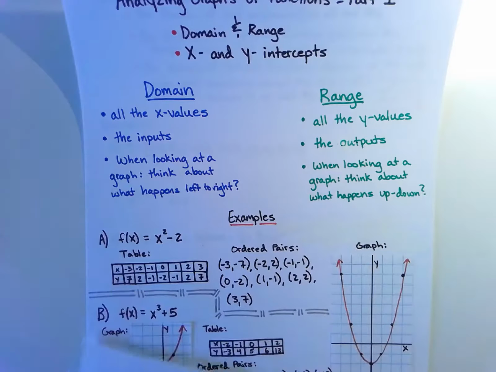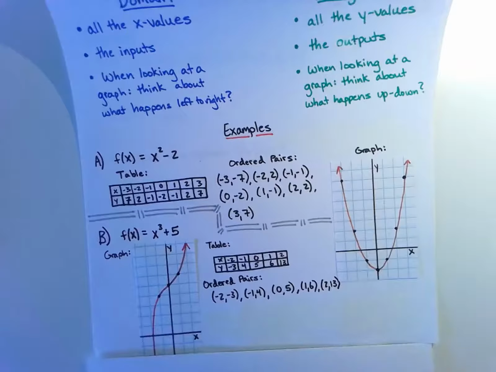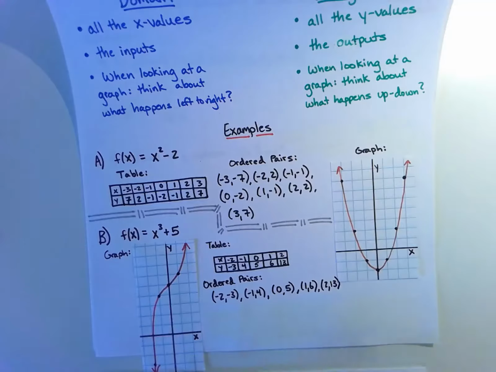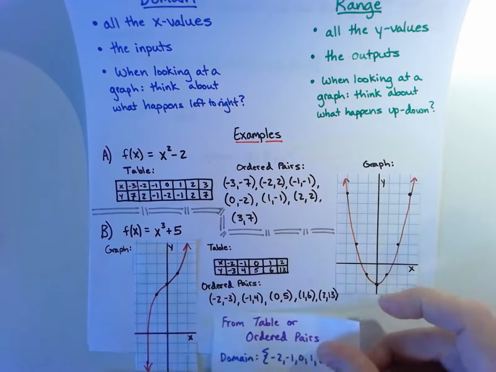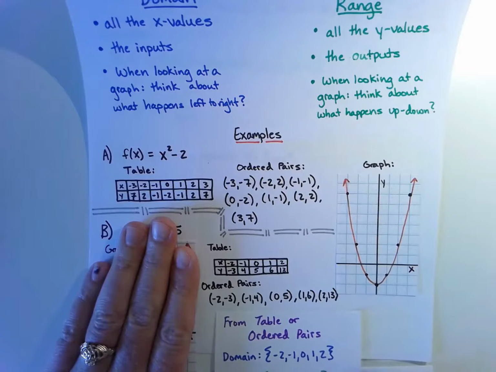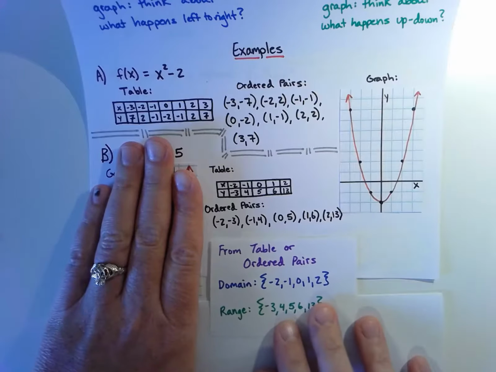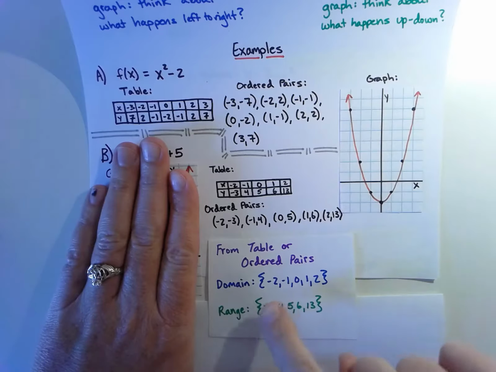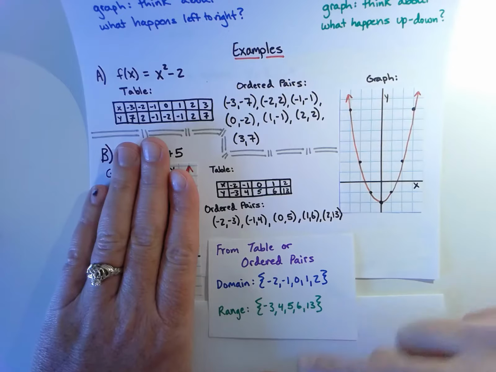Okay, so let's look at another one. So what if we're given this cubic function? Again, you could be given a graph of the function, you could be given a table of values, or a set of ordered pairs. So again, from our table or ordered pairs, if you were not given this graph, you would just simply list out values for your domain and range. So I'm going to cover that up for a minute. And list them from smallest to largest. So I just simply listed out the ones that correspond with the table or the ordered pairs.